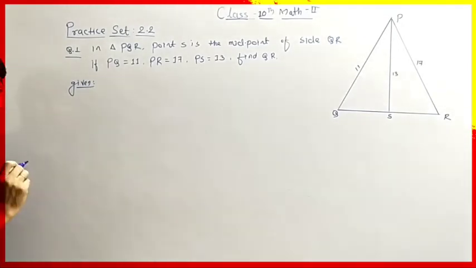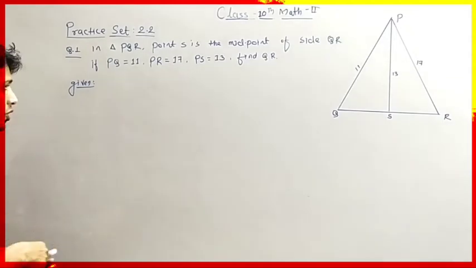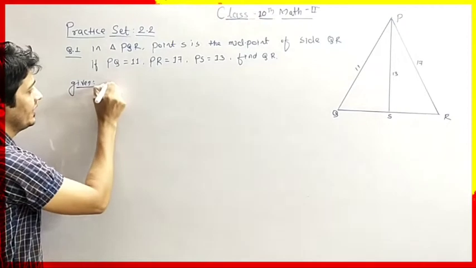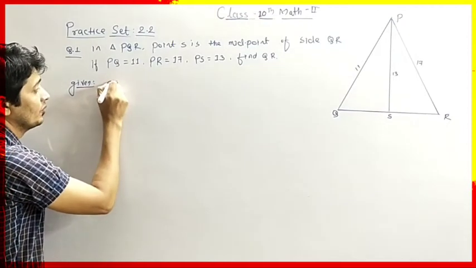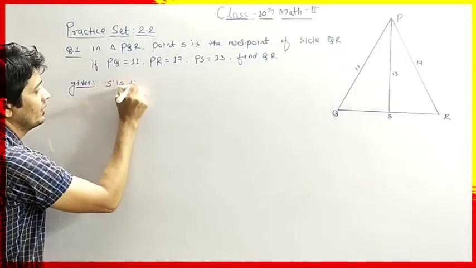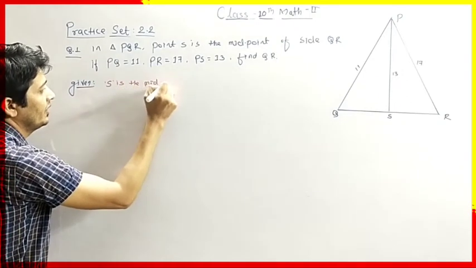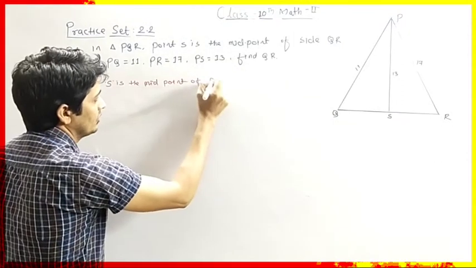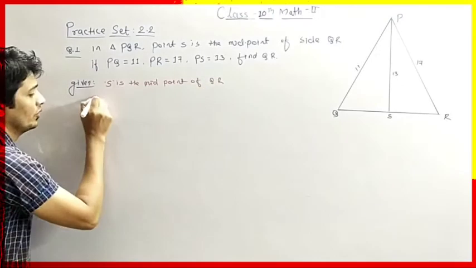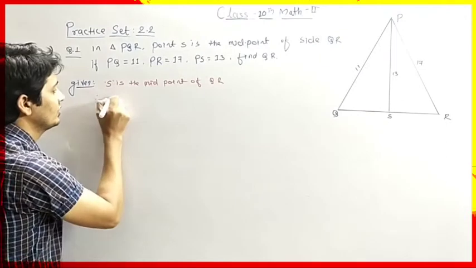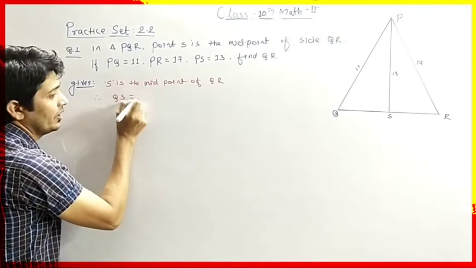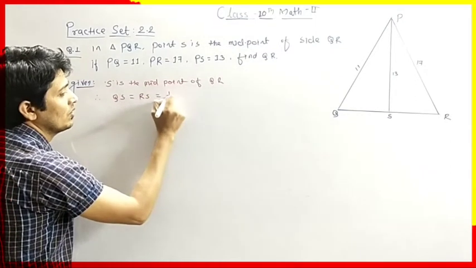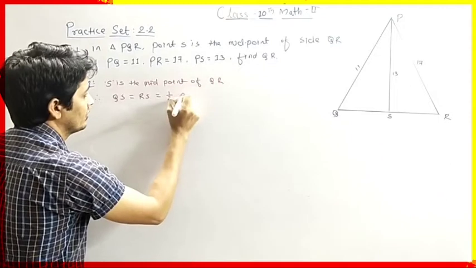So first, what we are writing? We are writing the given part of the question. Okay. So what is given? S is the midpoint of QR. Therefore, we can write QS equals to RS, and which are equals to half of QR.